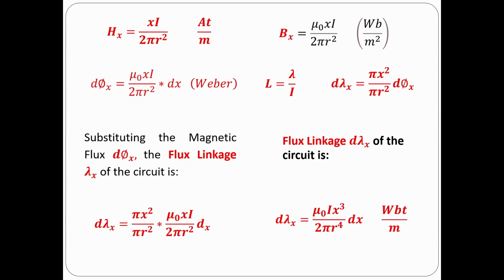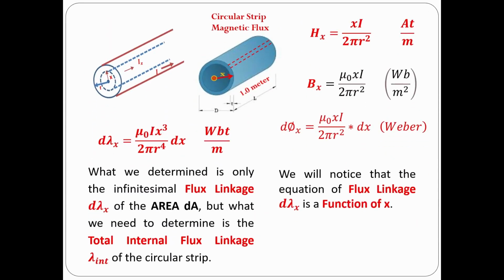Substituting the magnetic flux dΦx into this formula, the final flux linkage of the circuit is dλx equal to πx² over πr² times μ₀Ix over 2πr² dx. Therefore, dλx is equal to μ₀Ix³ over 2πr⁴ dx. What we determined is only the infinitesimal flux linkage, dλx, of the area dA.